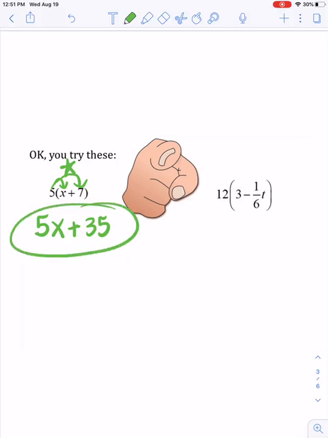One last example of ones that look like this. Same process. The only thing that's different here is we do have a fraction to deal with. Don't let fractions scare you. Multiplying with fractions especially is pretty simple. So we're going to first take 12 times 3. This one's subtraction, so I got to put minus. And then 12 times 1/6 t.